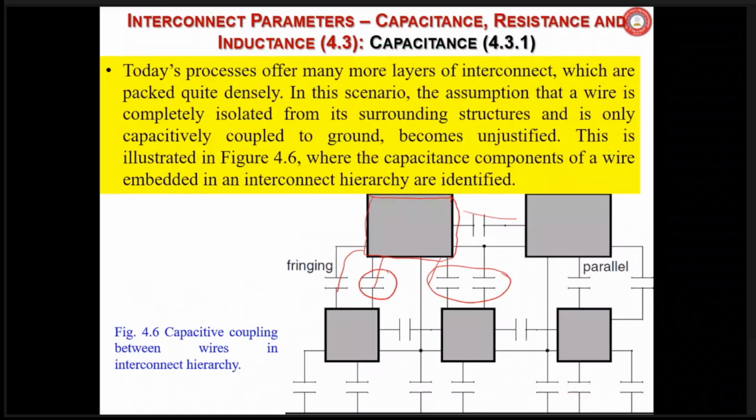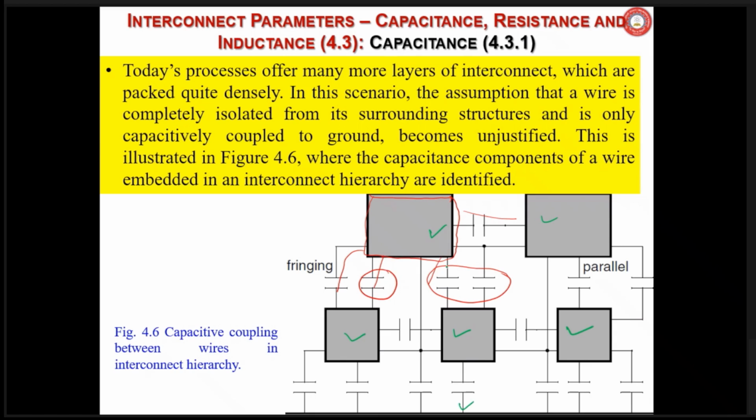Today's processes offer many more layers of interconnect. As I said, maybe 10, which are packed quite densely. In this scenario, the assumption that a wire is completely isolated from its surrounding structure is not correct. This is illustrated in this figure. See that this is one metal line. It is surrounded by another one on the right side, at the left side, maybe at the bottom also. Maybe if at the bottom you don't have anything, at least there may be a substrate. At the top also you have other metal lines.